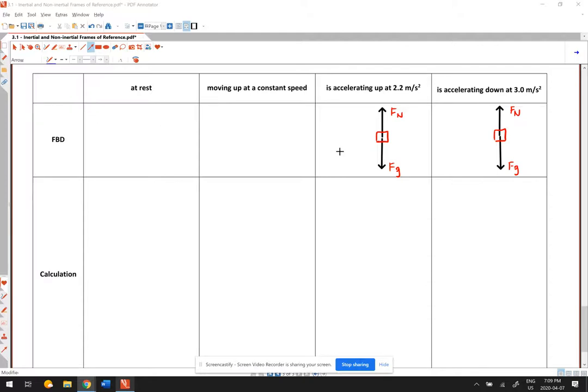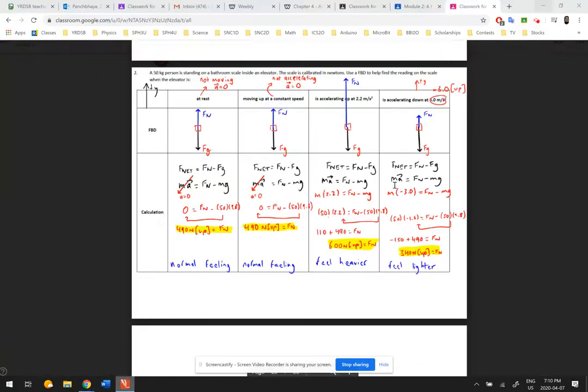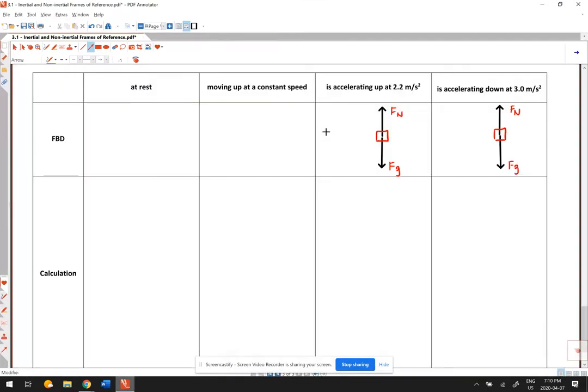Hey, grade 11s. I'm just going to be going through this question, but the last two parts where it's accelerating up and down. In this question over here, I define my positive y as up, as shown over here. So the difference now is that I'm going to be defining my positive y as down. That's up to you how you want to define your positive y or x direction.